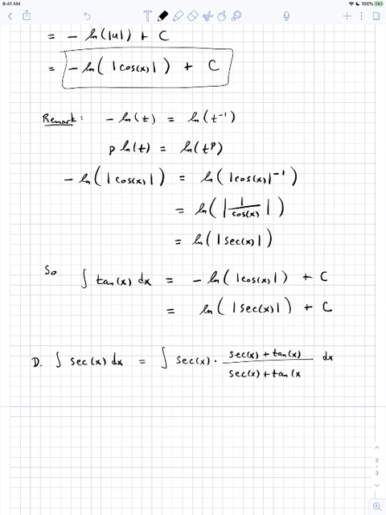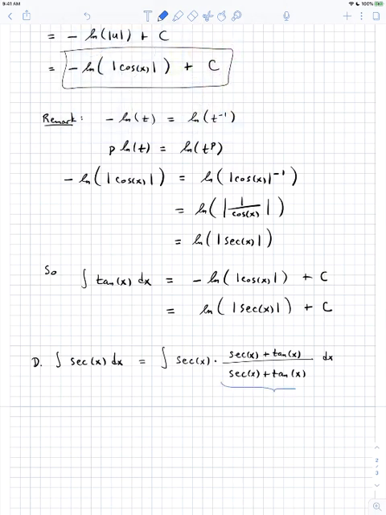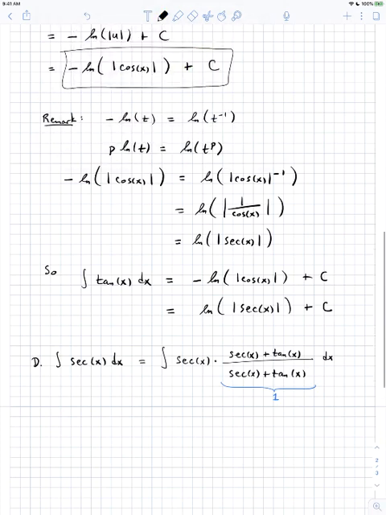Now, we'll talk about why we're doing this in a second, but first observe that I'm allowed to do this because I'm dividing by itself. I'm dividing secant plus tangent by secant plus tangent. So really, this is just 1. So I am allowed to multiply by this because I'm allowed to multiply by 1 without changing anything. Now, a better question is, why would we do something like this?